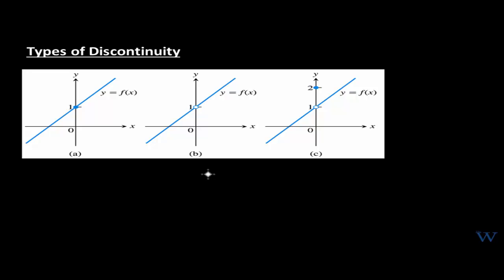Now there's a certain type of discontinuity that we have to look at. In this slide we have the function y is equal to f of x, and if you look, this is not discontinuous. In other words, f of x is a continuous function. So here we have a continuous function. However, for b and c, these two functions are discontinuous.